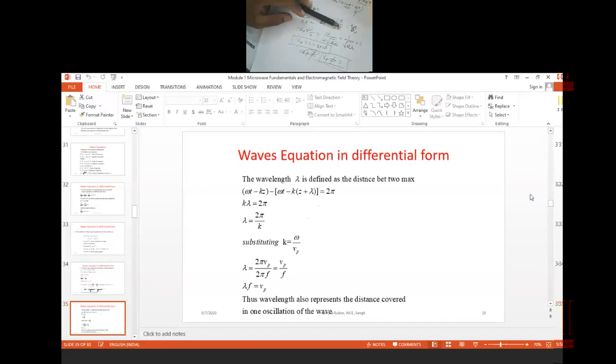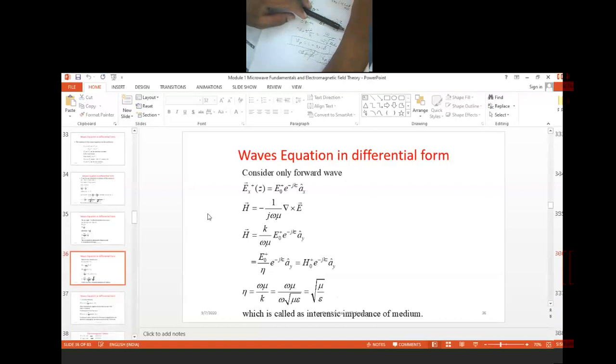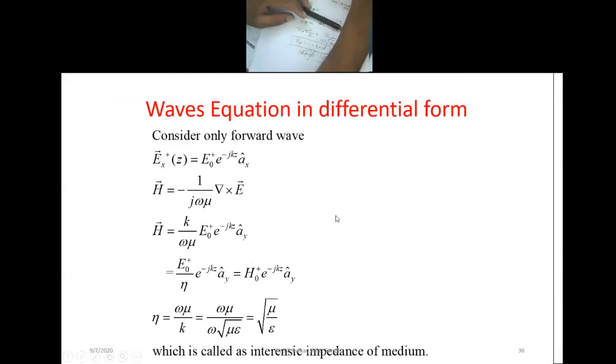Similarly, we can find the period of the wave, the periodicity, lambda and all. We can write the equations of lambda in simple terms. We can go ahead. Next, we can consider the wave equation in differential form. You already know all of this. You have seen these equations earlier, so there is no need to discuss them. You learned this earlier in electromagnetics. We are just revising this particular component.